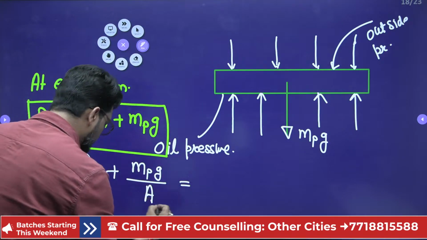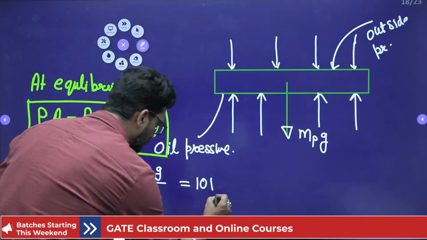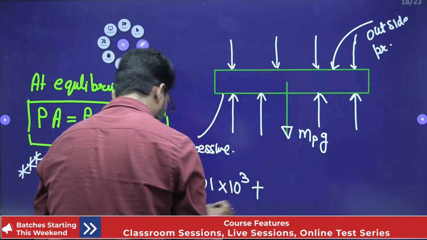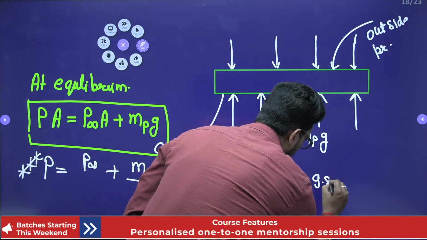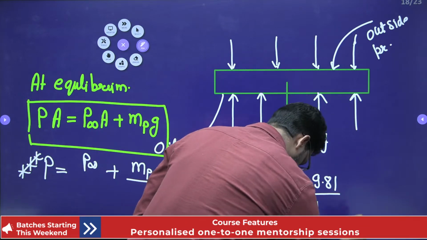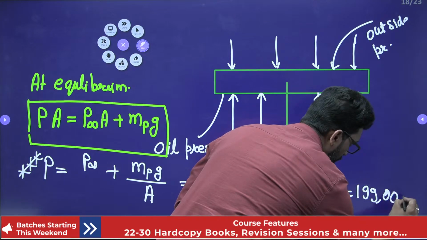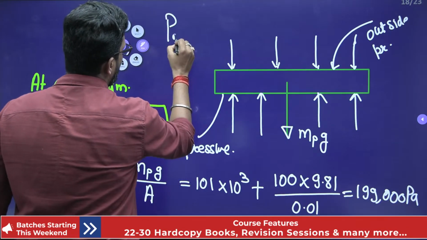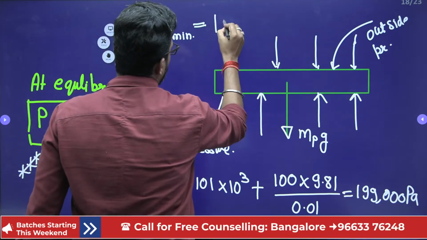So you can put all these things. What is that, beta? Atmospheric pressure 101, and this is in kilopascal, so we'll take 10 to the power 3, plus mass of the piston 100 into 9.81 divided by 0.01. If you solve this one, this is 199,000 Pascal. And what is that in kilopascal? So the minimum pressure required to lift it is equal to 199 kilopascal.